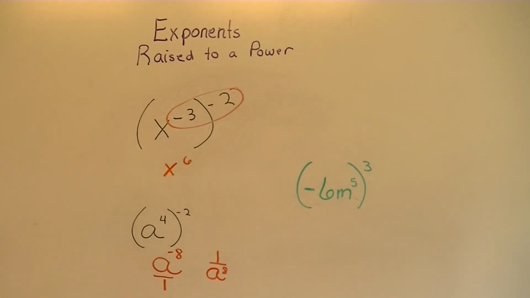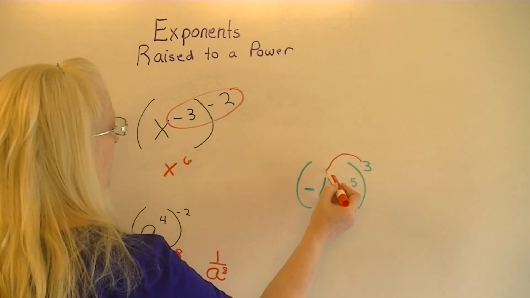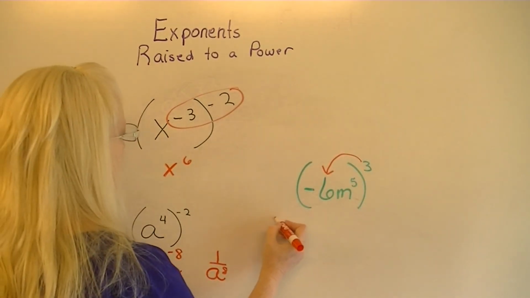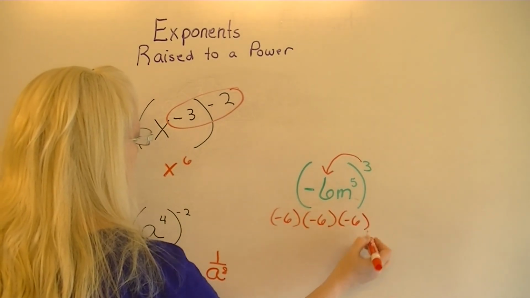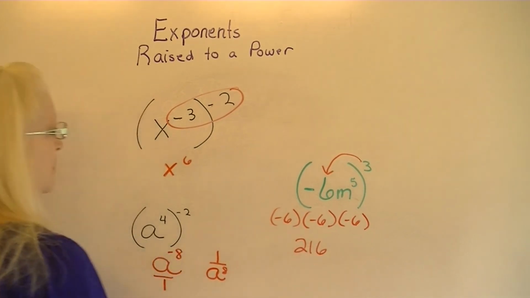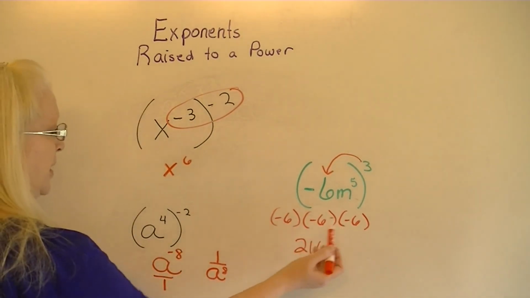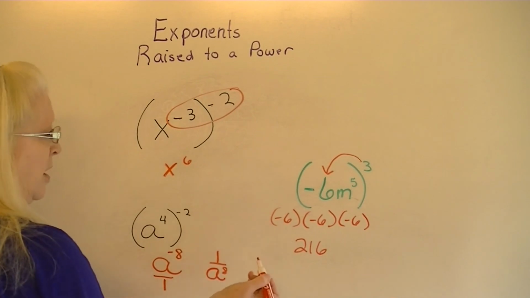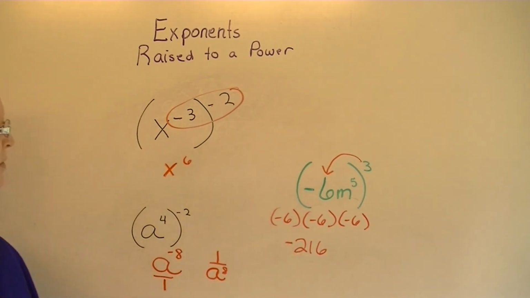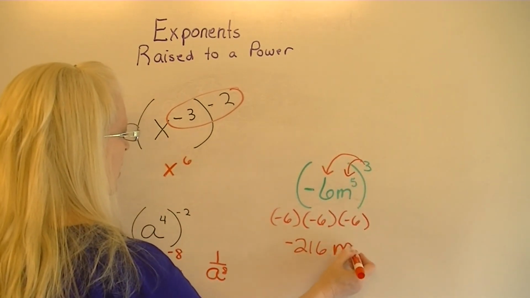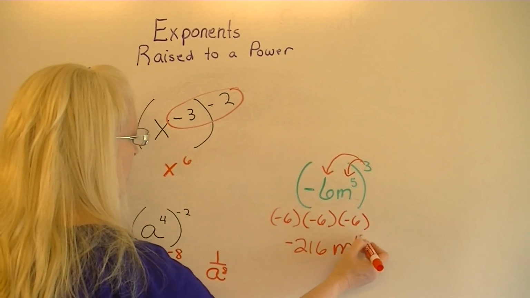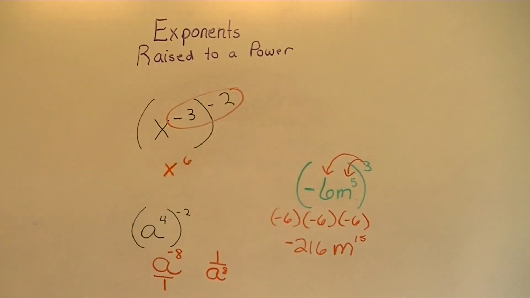Now let's look at this last one. I'm going to apply my 3 to the negative 6. So it means negative 6 times negative 6 times negative 6. And that's 216. And then when I count my negative signs, there are 3, which is an odd number. So when there's an odd number of negatives, your answer is negative. And now I'm going to look at the m. The m is to the 5th power, but I'm raising it to a power, so I multiply that, and I get m to the 15th. So the answer on that one is negative 216 m to the 15th.